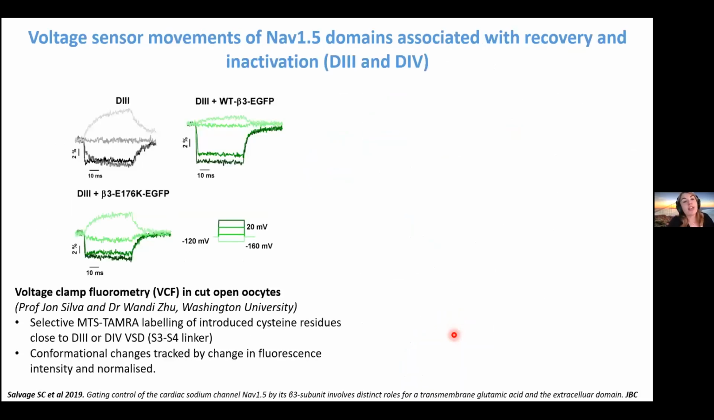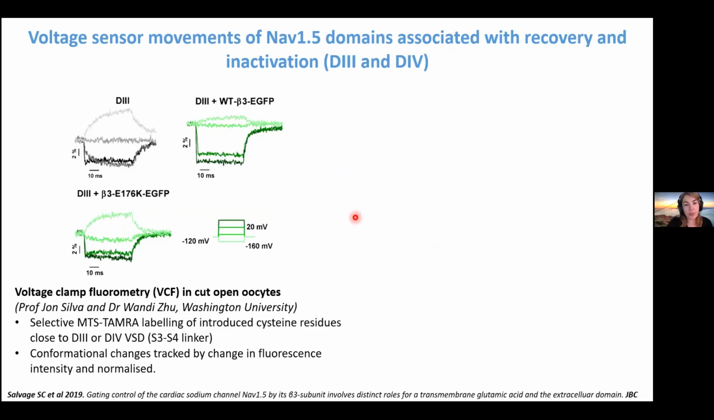So we looked at the voltage sensor movements in a little bit more detail, and this was some work carried out by our collaborators at Washington, Professor John Silver and Dr. Wendy Zhu. In order to selectively look at specific movements of voltage sensors within given domains, they used a process called voltage clamp fluorometry. And this was carried out in cut open oocytes.